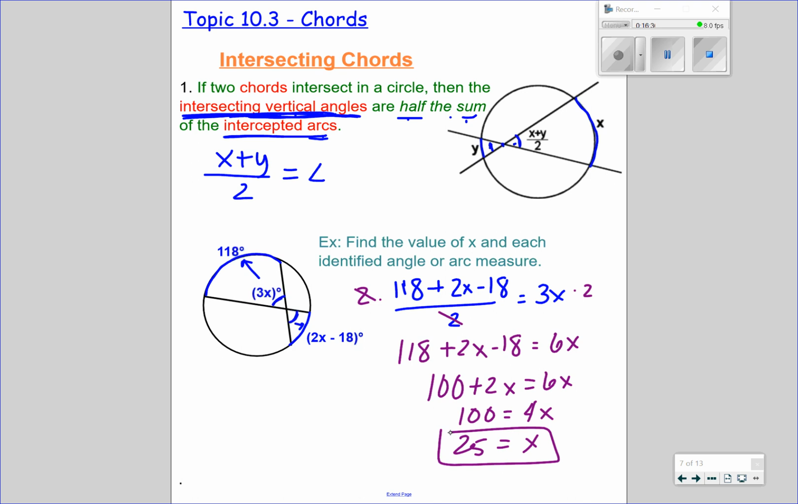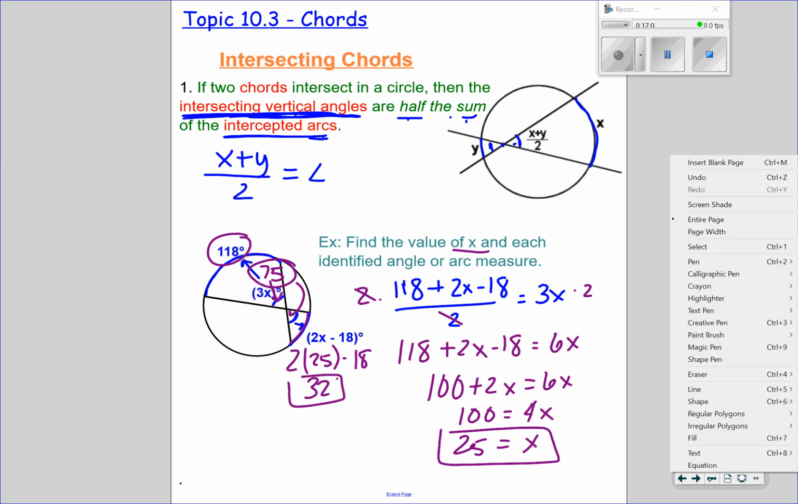The question said find the value of x, which we did, and identify the angle or arc measure. Well, we knew this was 118, so we know that this angle right here must be 75, because that would be 3 times 25. This angle right here would also be 75 degrees. And then this arc here would be 2 times 25 minus 18. Well, 2 times 25 is 50, minus 18 gives us 32 degrees.